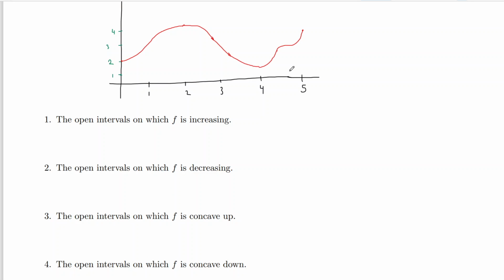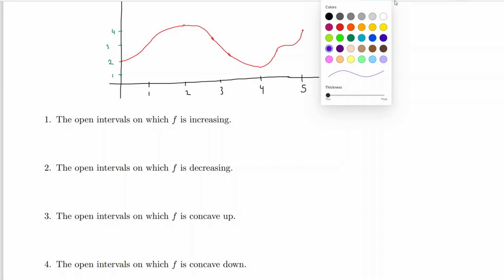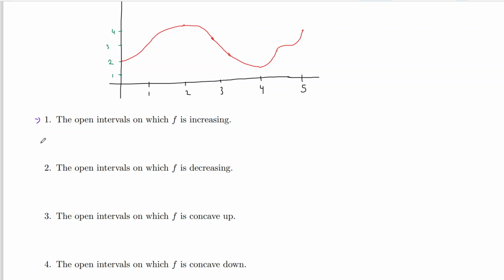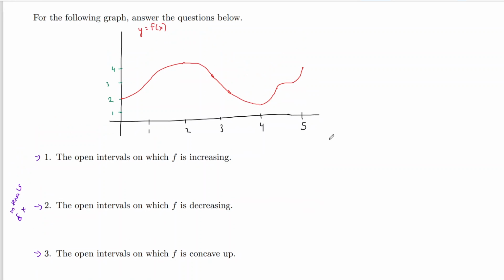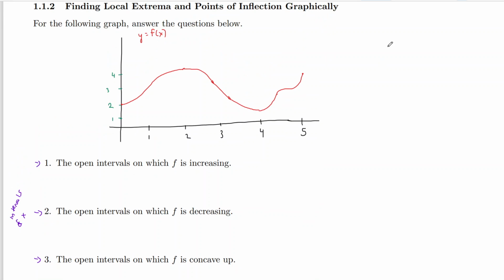All right. Now, one thing I want to go ahead and mention is that for these first four things, when you're talking about the intervals where a function is increasing, decreasing, concave up, or concave down, you're wanting intervals of x. So you're not going to care about the y value when you talk about where something is increasing, decreasing, concave up, or concave down. You just want intervals of x. Well, let's do increasing first.